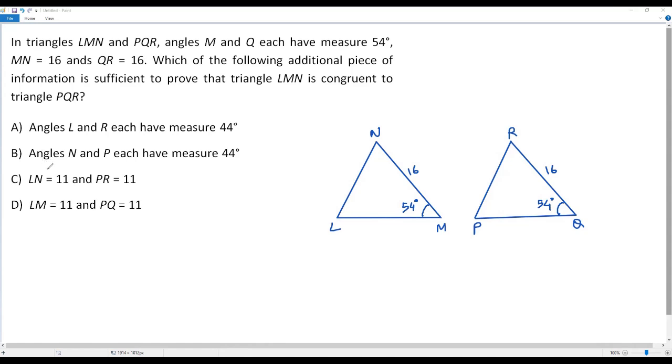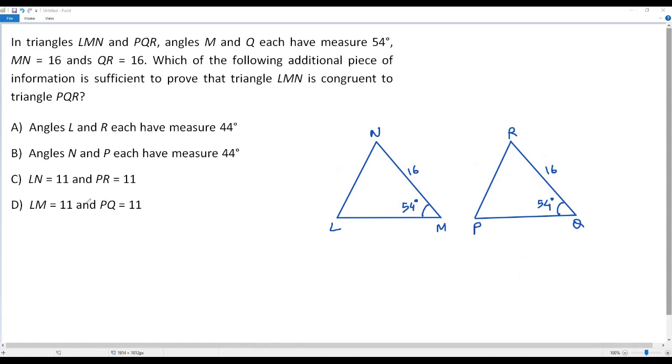Now let's consider the information in answer choice C. That is, the length of LN is 11, and the length of PR is 11. Here we have LN, that is 11, and PR, here 11. Now let's consider the setup over here, that is SSA, side side angle. And here we have side side angle, again SSA. In both triangles we have the same setup, SSA, but SSA is not a triangle congruence postulate. So using the information in answer choice C, we cannot prove the given two triangles are congruent.